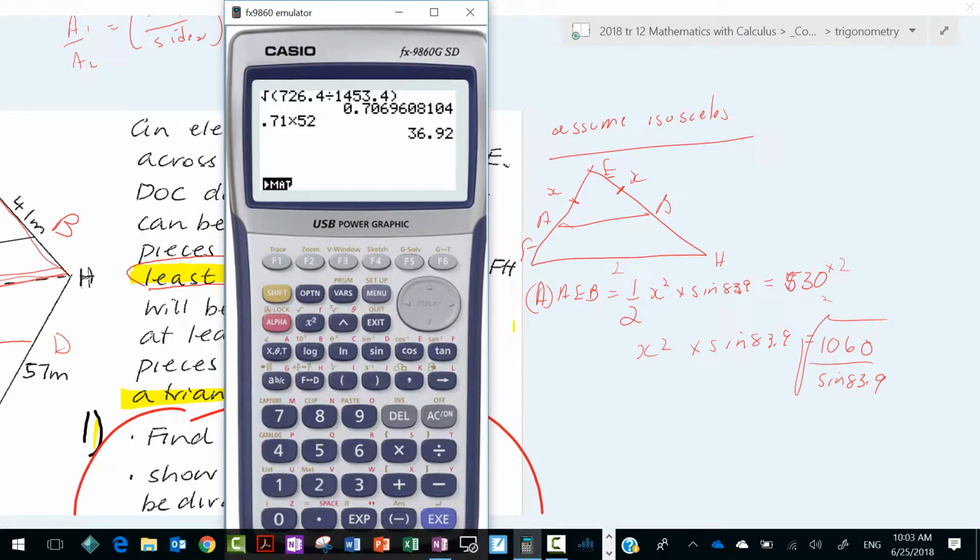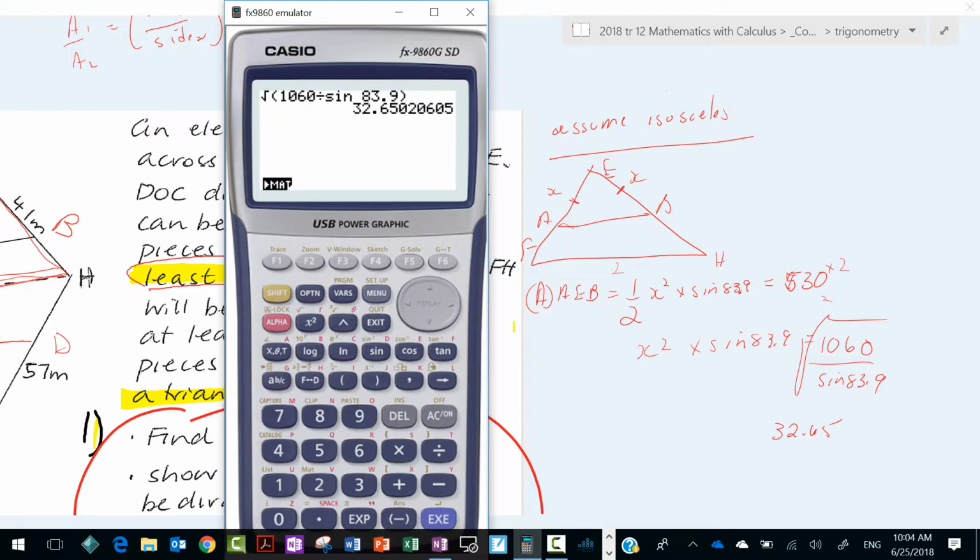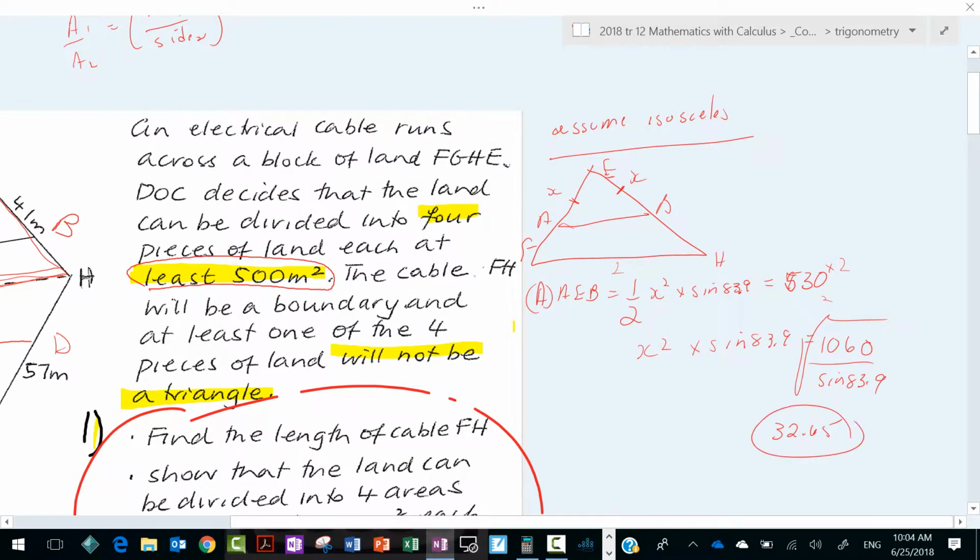So the square root of 1060 divided by the sine of 83.9 is 32.65 to 2 decimal places. Okay? So we've now got these be 32.65 and 32.65.